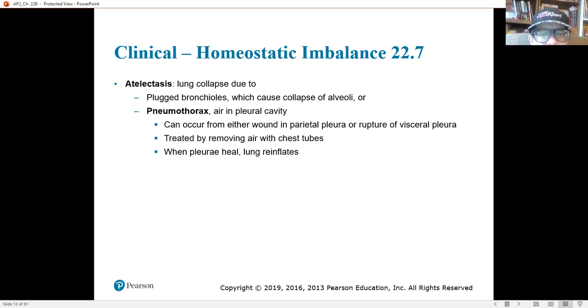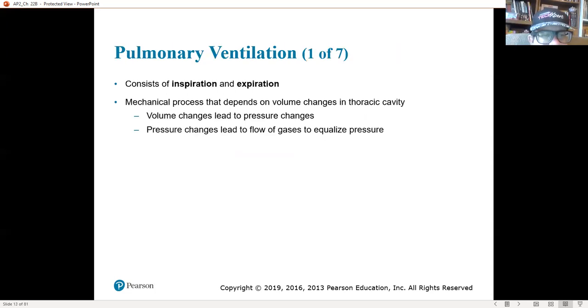You treat this by using a chest tube to suck the air out of the interpleural space. When the pleura heals and you have a complete sealed layer, then the lung can reinflate. Until then, you have to figure out how to keep them alive. So what do you do? You usually hook them up to a machine.